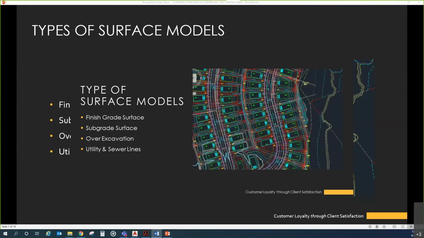Next would be an over excavation. Would be used for such as basement walls. You got to go back so far away from the wall for safety reasons, and then typically sloping back also for safety reasons. Retaining walls, the same reason for trenching, and other sites with necessary sloping. Another thing we can use them for is utility and sewer lines.